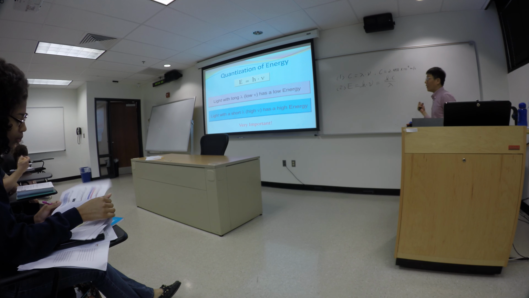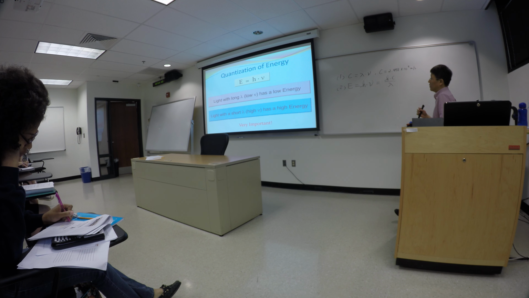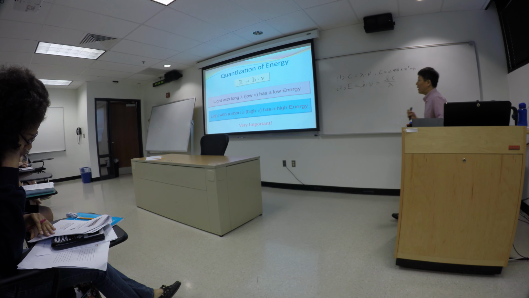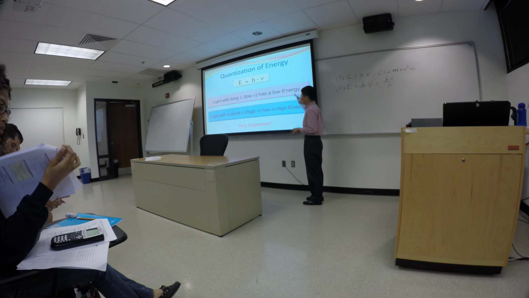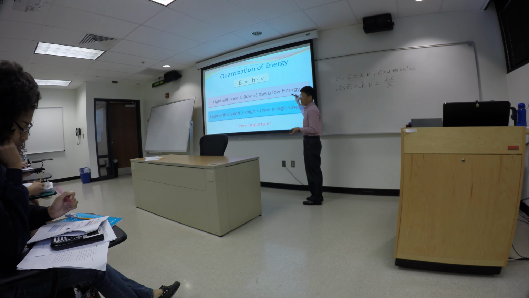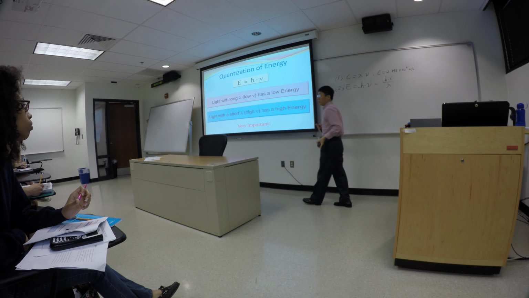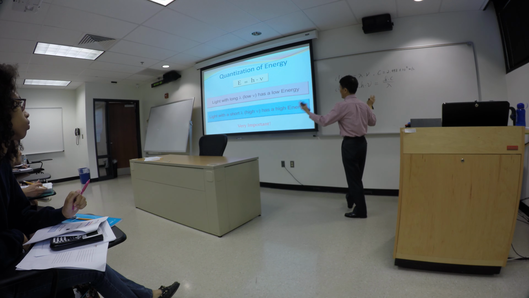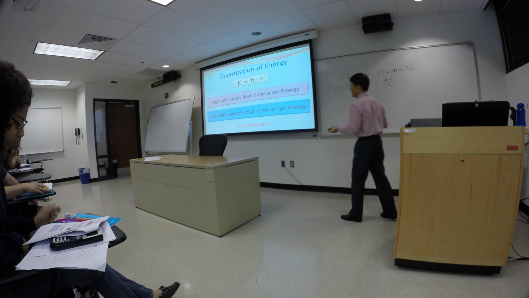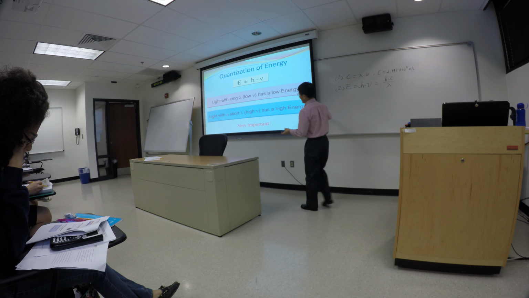That indicates light with longer wavelength or lower frequency will have lower energy, and light with shorter wavelength or higher frequency has higher energy. We try to color code this. The red light happens to have a longer wavelength than blue light. If you remember the visible spectrum, on the far left side you see the red color. On the far right side, you see the bluish and purplish color, the violet color.